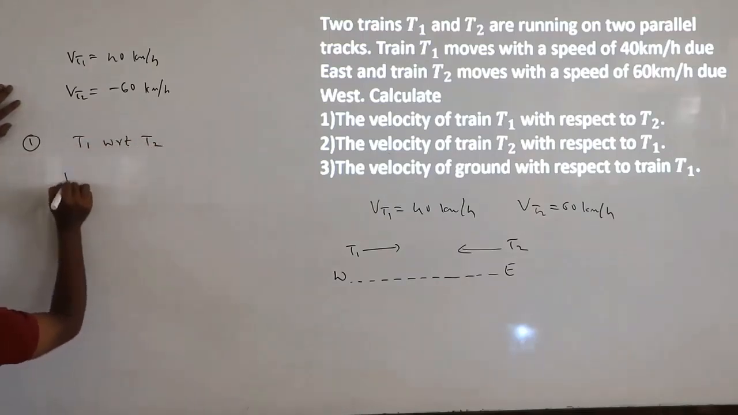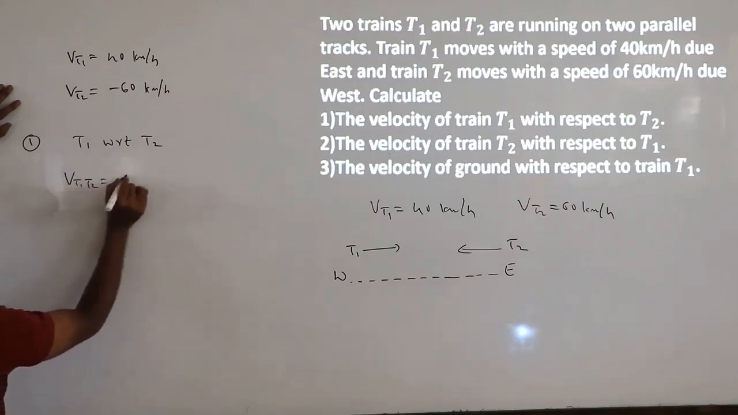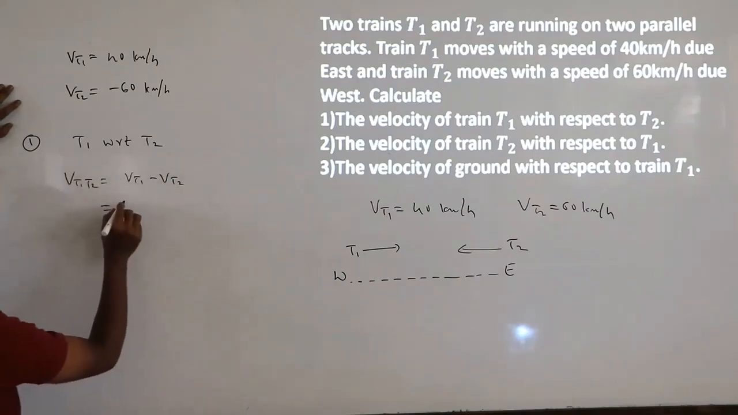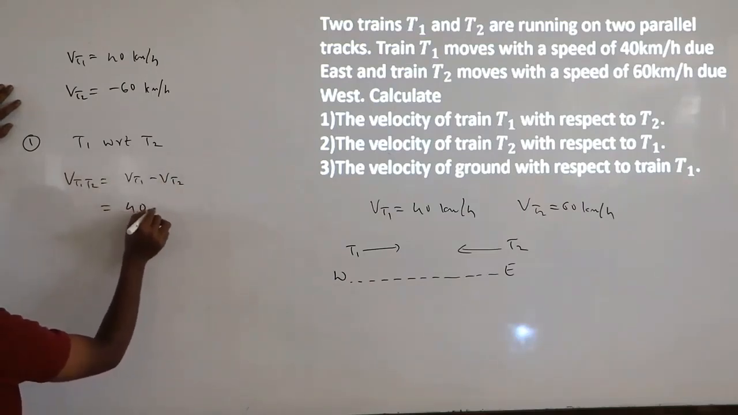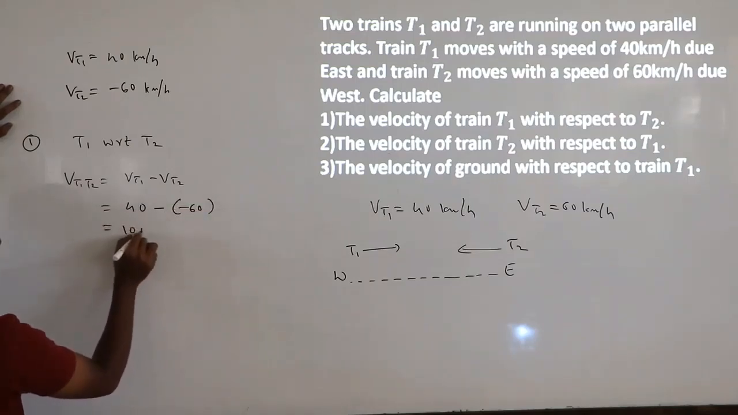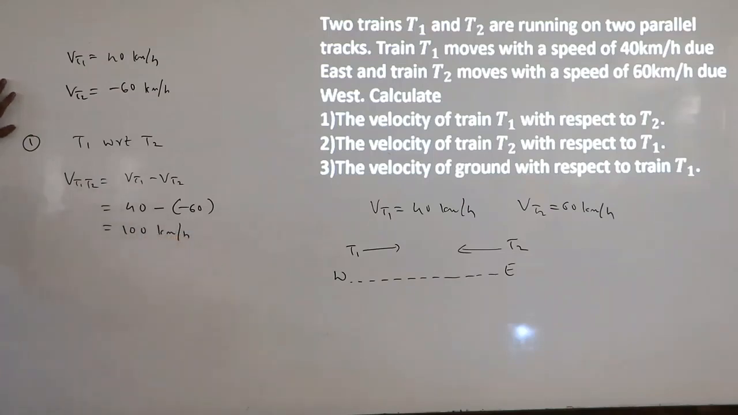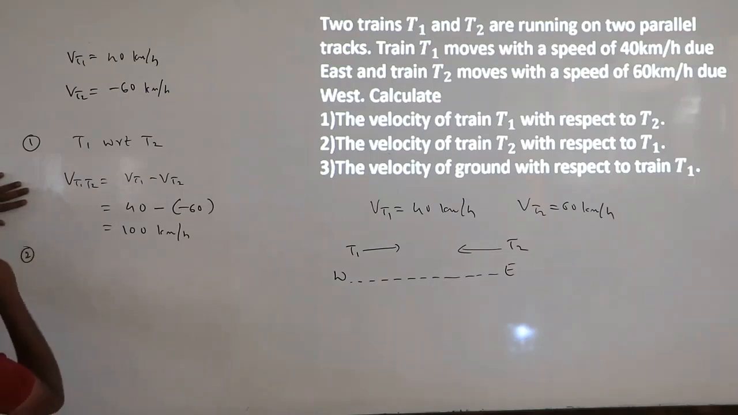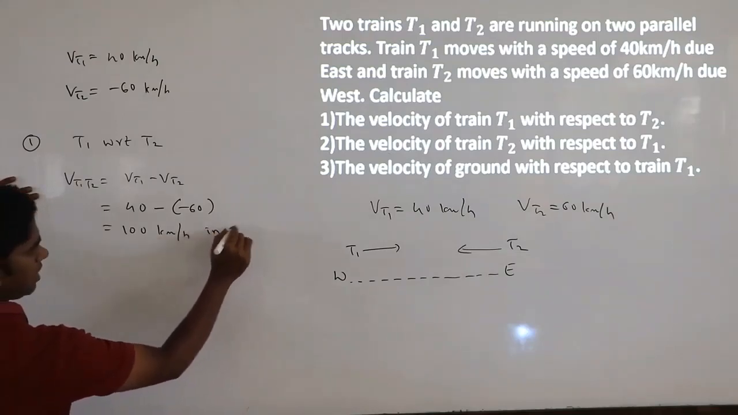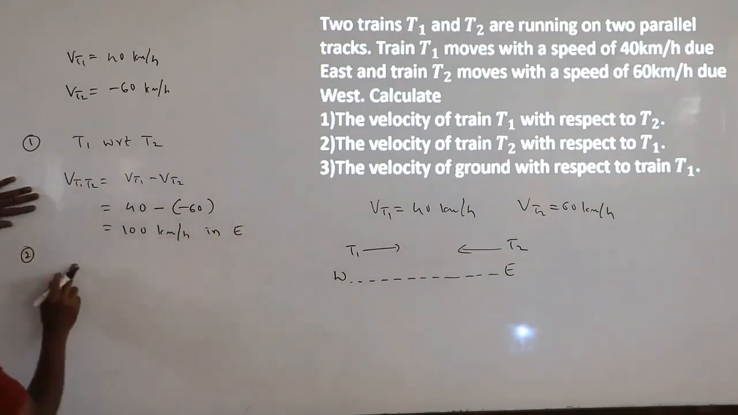So what can you write? Velocity of T1 with respect to T2 is V of T1 minus V of T2. T1 is 40 minus of minus 60, so this becomes minus plus, 100 km per hour. So train T1 seems to be moving at 100 km per hour with respect to T2. This is coming positive, which means the direction is east.